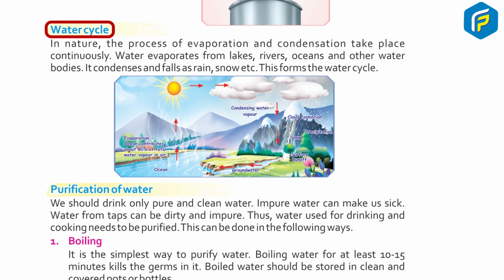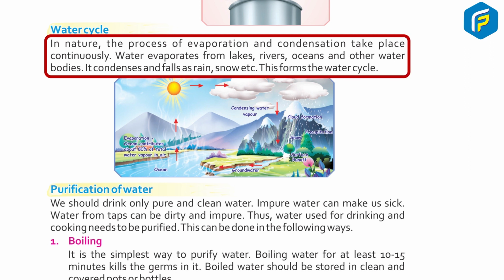Water cycle. In nature, the processes of evaporation and condensation take place continuously. Water vapors rise from lakes, rivers, oceans and other water bodies, condense, and fall as rain, snow, etc. This forms the water cycle.